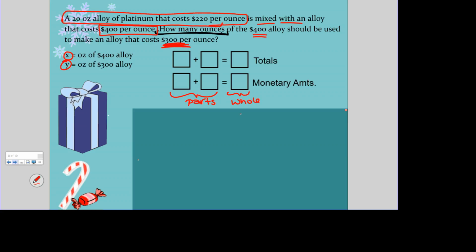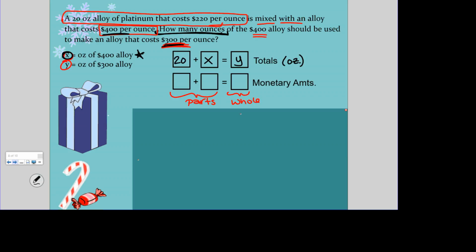So we're taking a 20-ounce alloy of platinum that costs $220, and we're mixing it with the alloy that costs $400. Well, that's our X, because that's how we named it. So we are mixing the 20-ounce alloy. The totals is ounces of, so everything I'm putting in my total equation should be a unit of ounces. So I'm mixing the 20 ounces with however many ounces of the $400 alloy, and it should equal the number of ounces of our end result product we're looking for, the $300 per ounce alloy, and that's actually our Y.